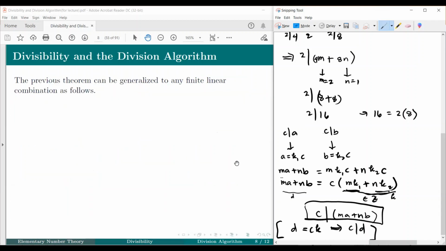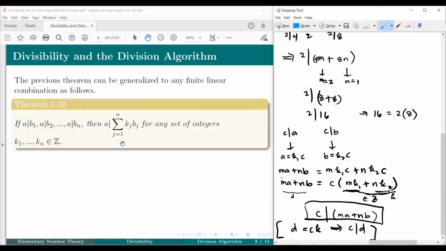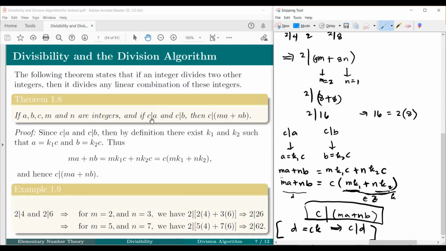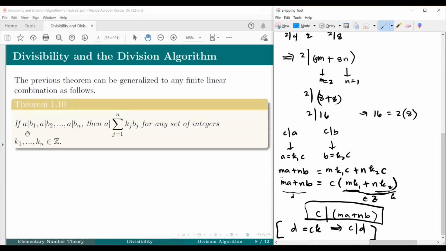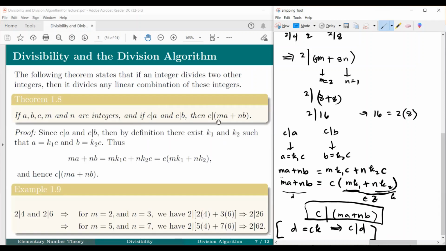By the way, this theorem here is a generalization to any finite linear combination of the previous theorem. In our previous theorem, we have C divides A and C divides B. Now here, it is finite, so up to C divides B sub n. So this is a finite linear combination, whereas in our previous theorem, we have only MA plus NB.